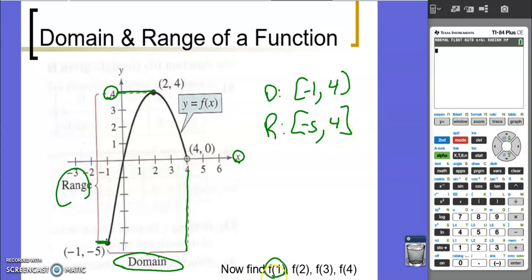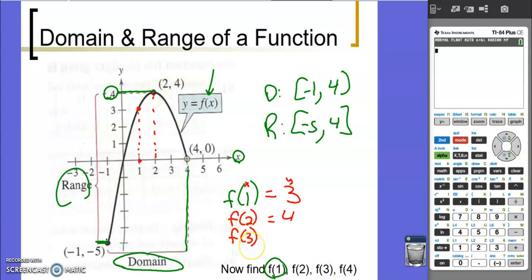Now, if I ask you to find f of 1, so again, this is the function f of x, and so f of 1 means if you look at 1, like literally look at 1, where is the function at? So at 1, the function is at 3. That's what we're looking for. So this is basically your x, this is your y. So f of 2, if I did f of 2, it would be at 4. So again, at 2 is at 4. At 3, it's right here at 3.